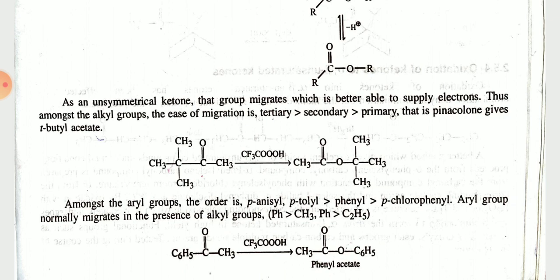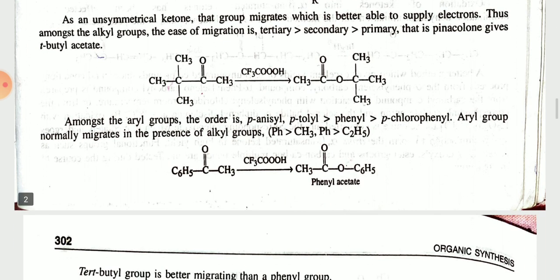So almost all alkyl groups, the order of migration is like this. Okay, primary phenyl and primary chlorophenyl and aryl groups normally migrate in presence of alkyl groups. Okay, like PhCH3, PhC2H5. Okay, so if we talk about another example, C6H5 C double bond O CH3 in presence of CF3COOH, it will give the phenyl acetate.